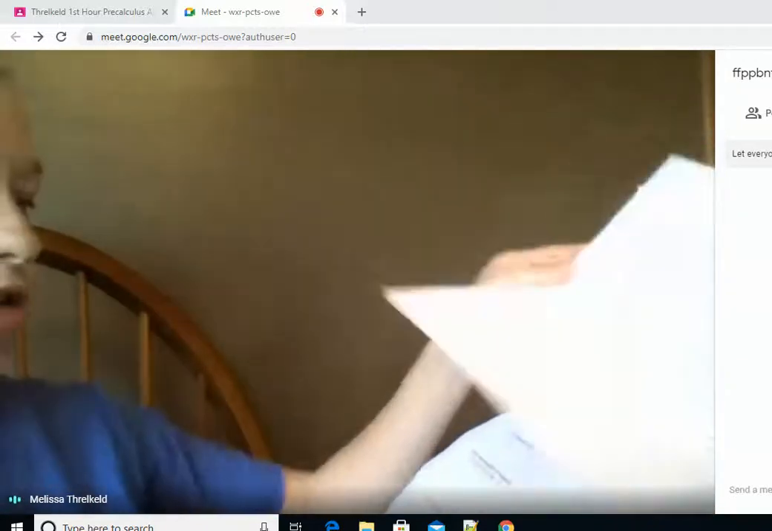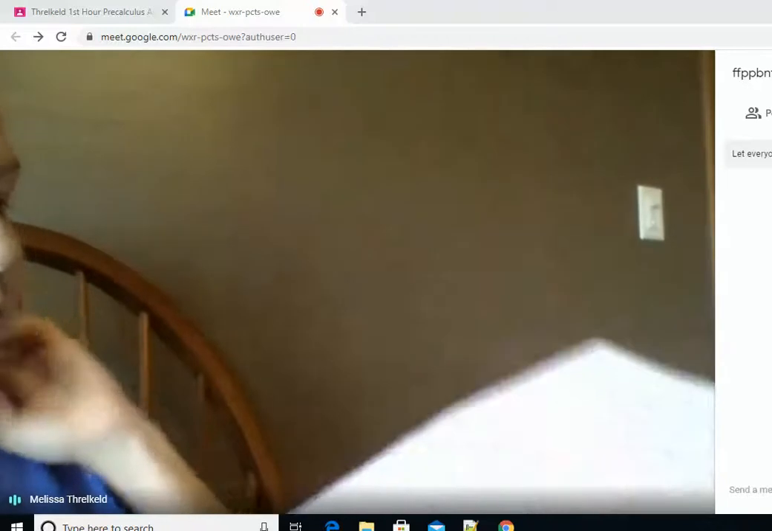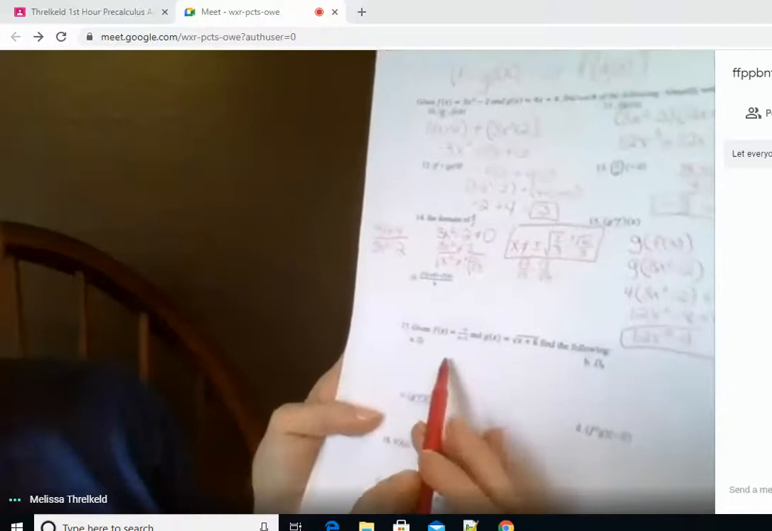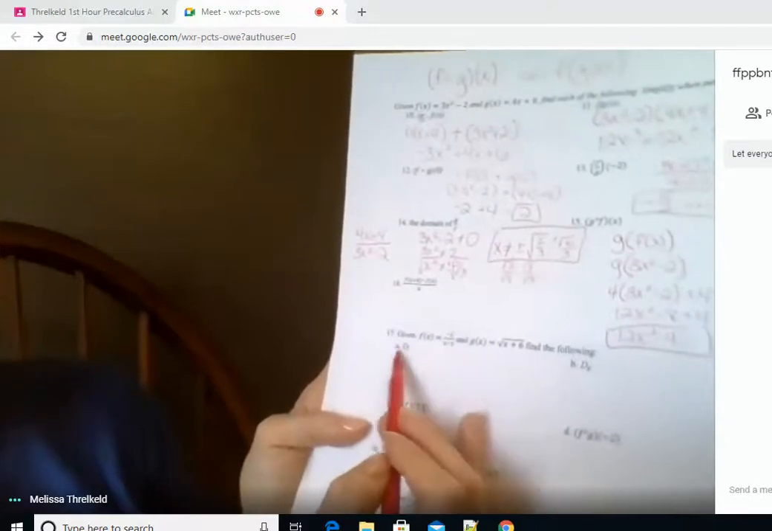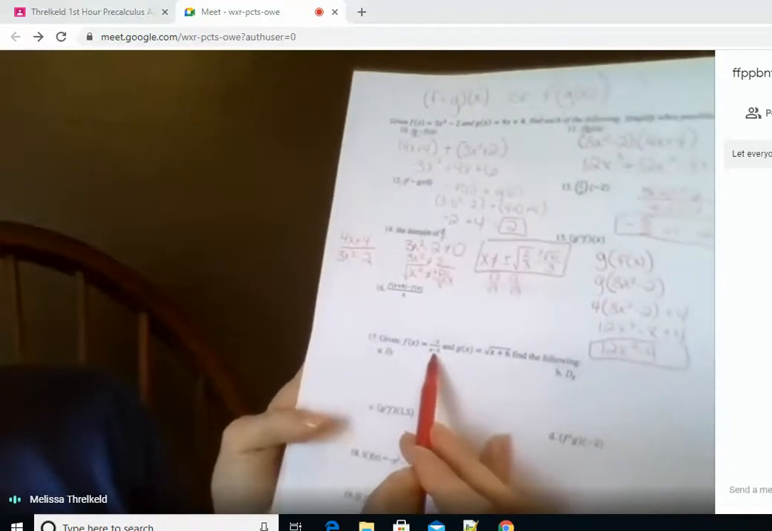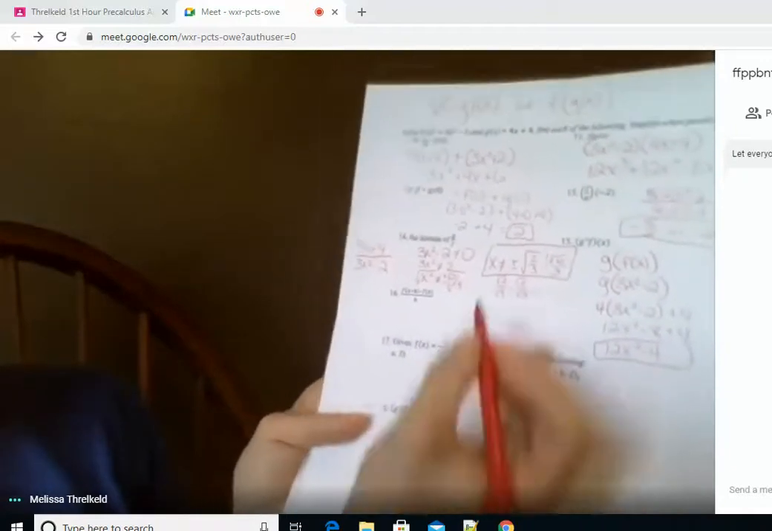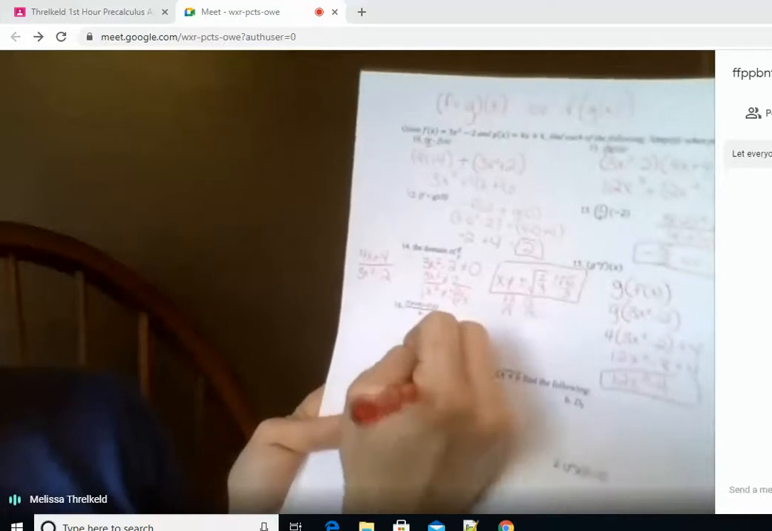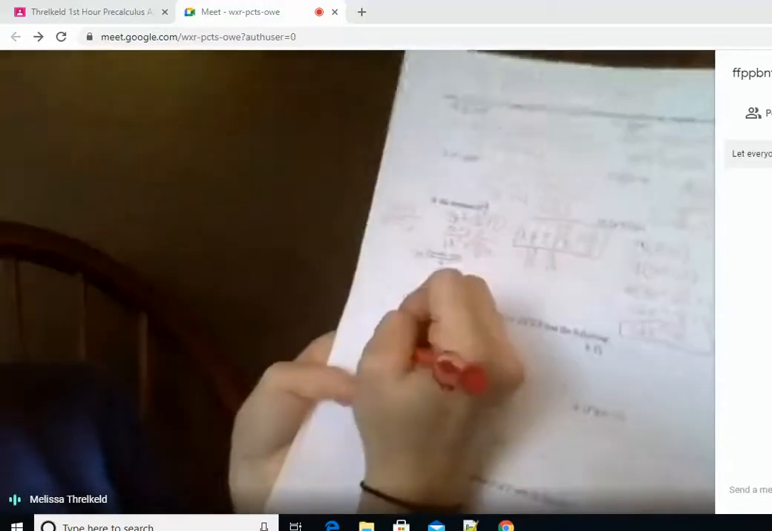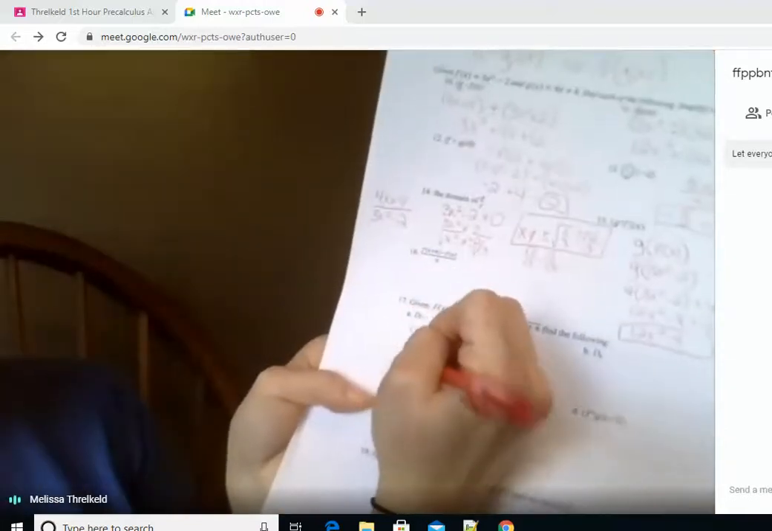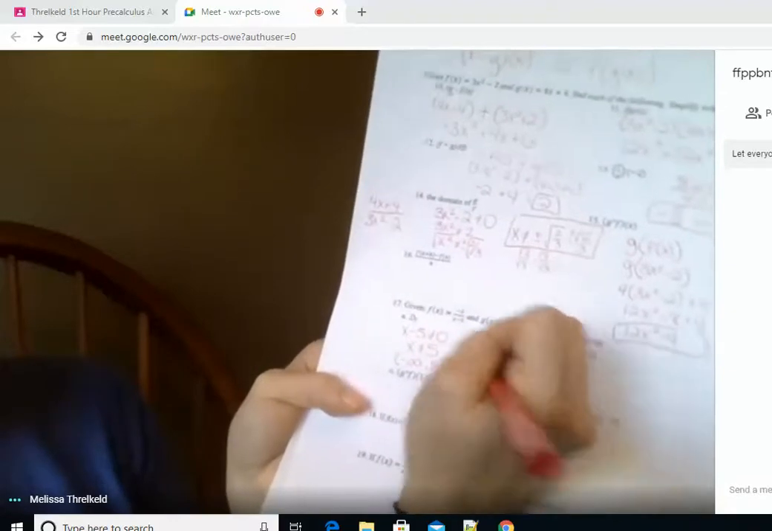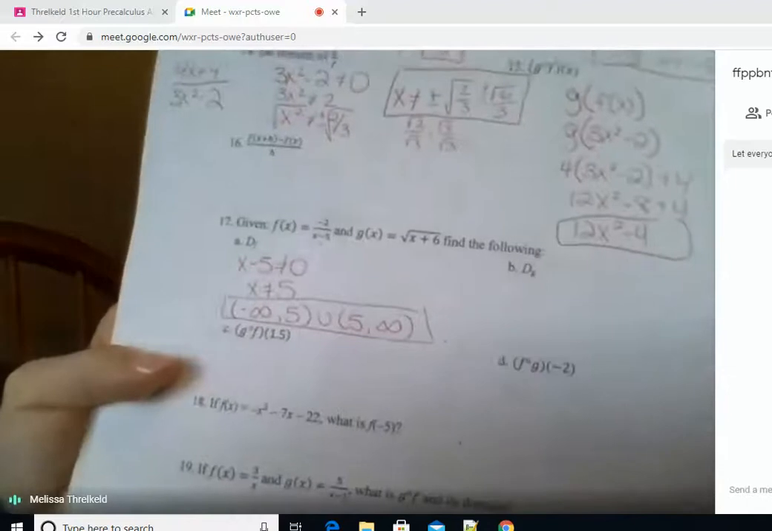I know we're kind of getting short on time, so I'm going to skip around just a bit. I do want to talk about 17 here. Part A, that's asking for the domain of f. If you have a fraction, what's the rule? So x minus 5 cannot equal 0. So x cannot equal 5. Since it's just one value x cannot be, I do want interval notation. Negative infinity to 5, union 5 to infinity. Everything except 5.